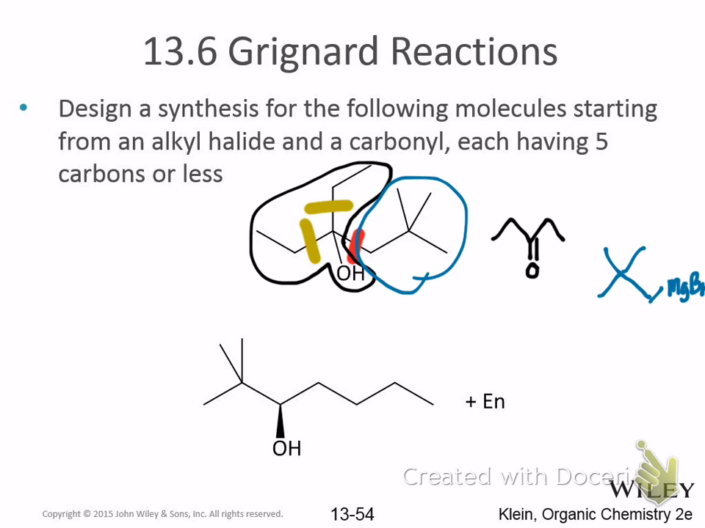Now, it says design a synthesis for the following molecules starting with an alkyl halide and a carbonyl, right? Each having 5 or less carbons. I don't have my alkyl halide yet. So the alkyl halide could be that. So this is my Grignard. That's a carbonyl. And that splits it into 5 and 5, which was the criteria for the question. Okay.